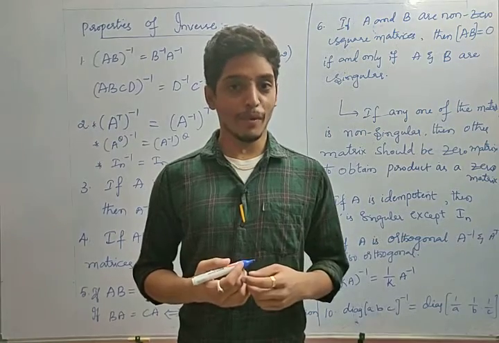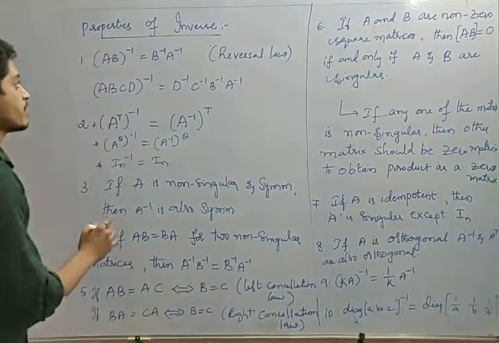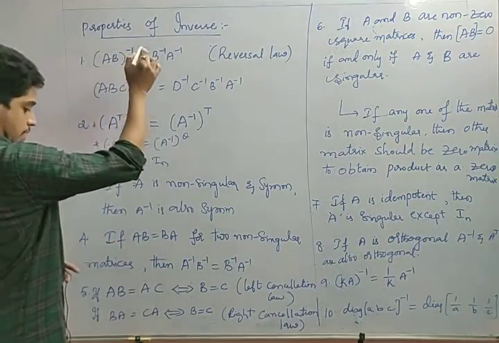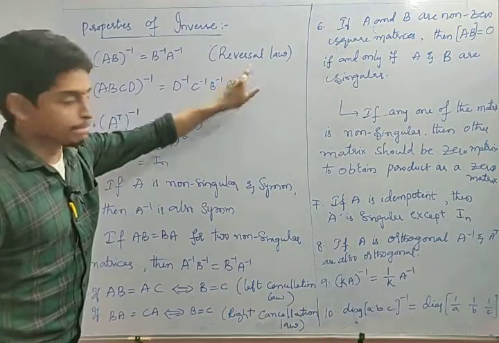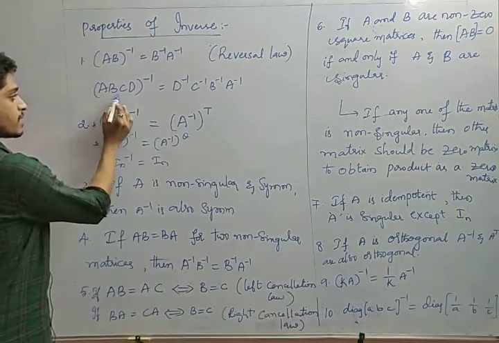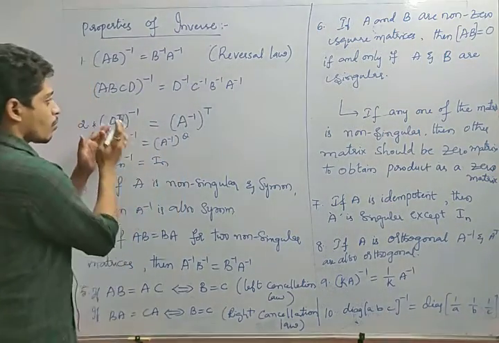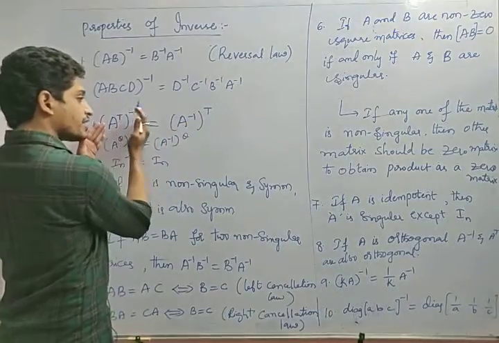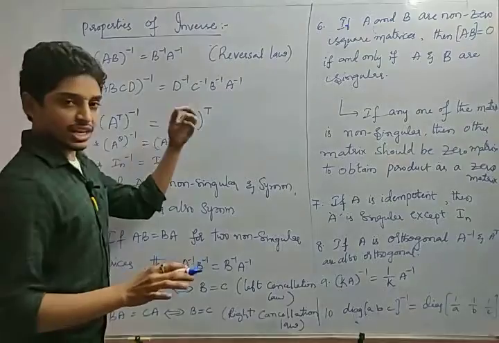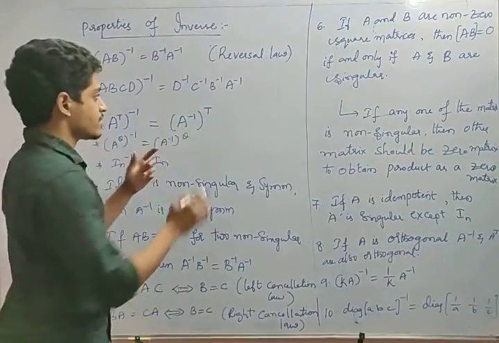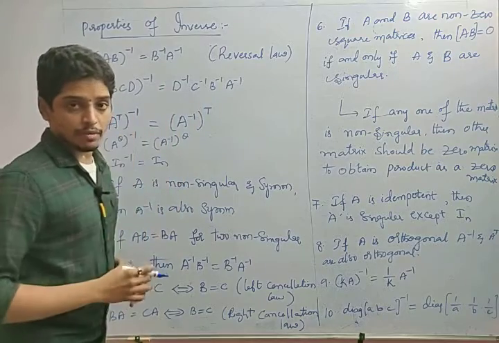Now let us see the important properties of inverse of the matrix. Okay, see, the first property is AB whole inverse equals B inverse A inverse. This is called the reversal law. Okay, next one, ABCD whole inverse is nothing but D inverse, C inverse, B inverse, A inverse. Whatever might be the length, how many matrices there might be, every matrix is a non-singular matrix. So if it goes on to any number of matrices, from right to left, you need to put the inverse of each matrix. Fine.